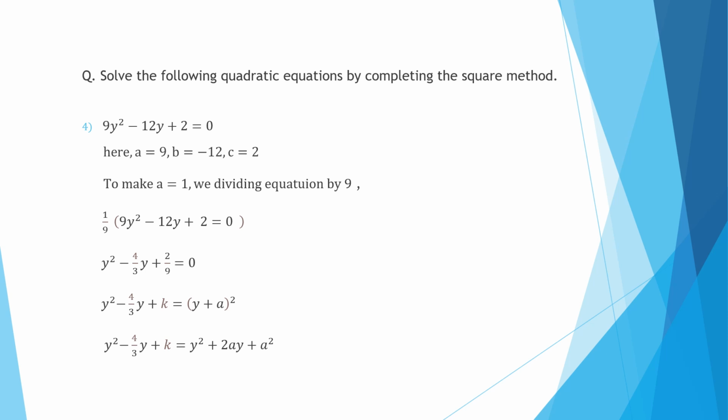Then by the completing the square method we add one term, that is plus k or minus k. To eliminate this k we add minus k. But to complete the square we add this plus k and minus k in the equation. So here we write y square minus 4 by 3y plus k is equal to (y plus a) square.